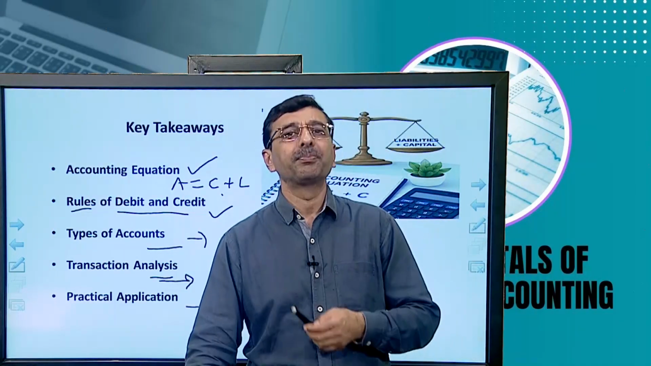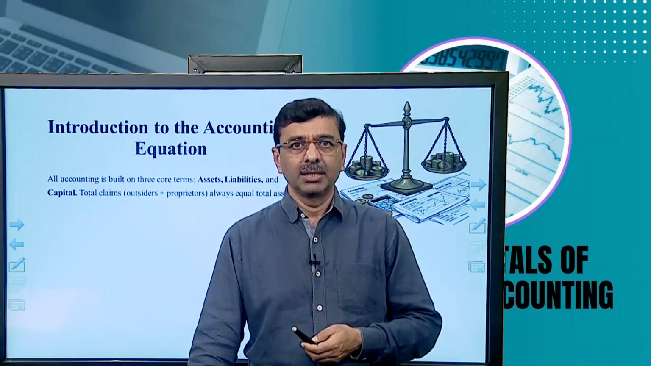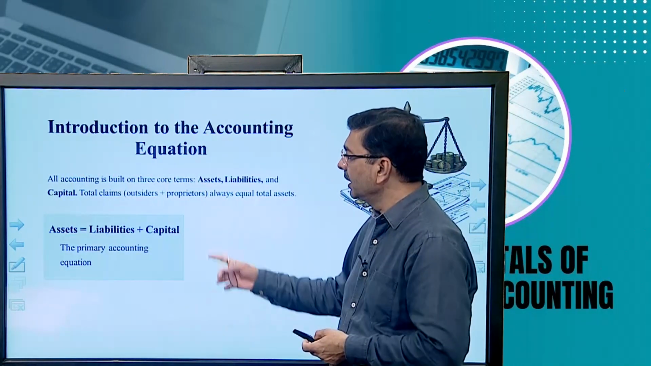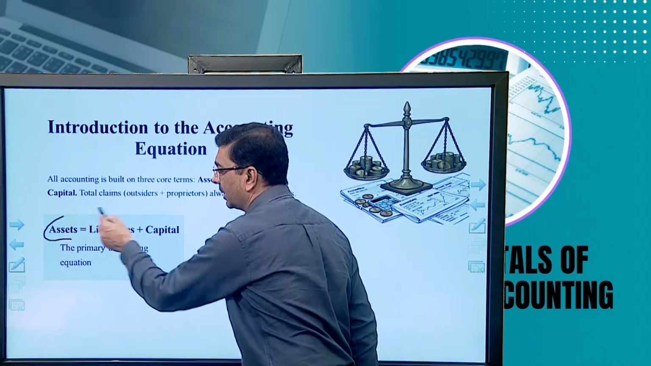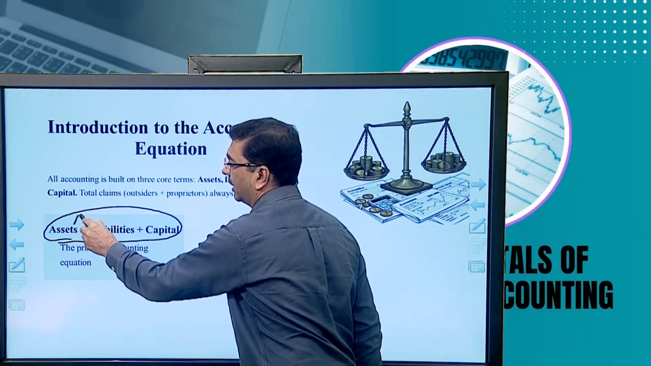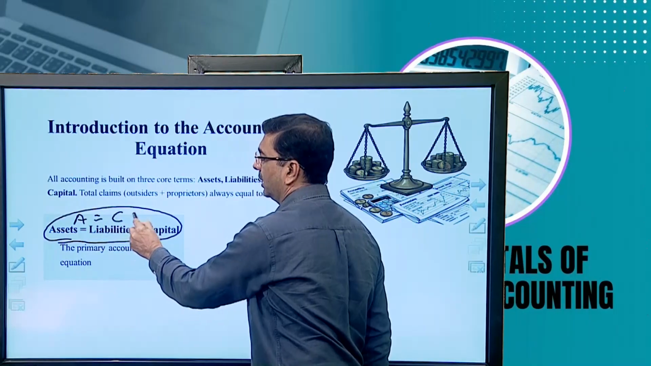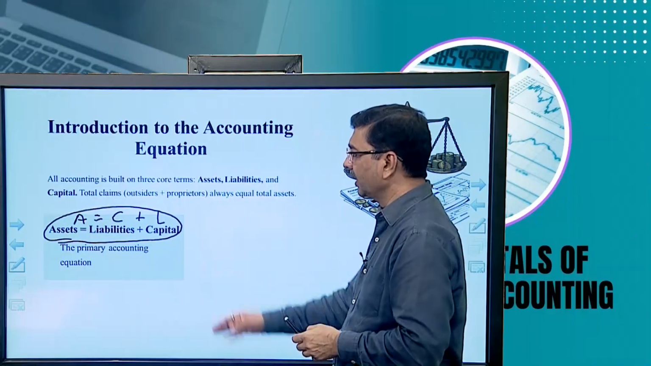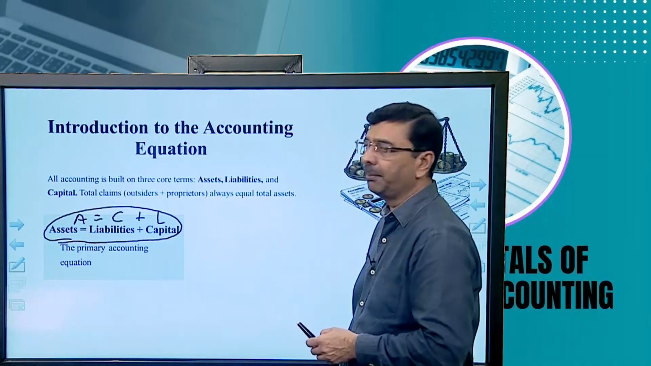and then how it will be practically applied on this particular equation. Now, the introduction to the accounting equation: as I mentioned, assets is equal to capital and liabilities. A is equal to C plus L. So this is the accounting equation. How is this accounting equation actually important?